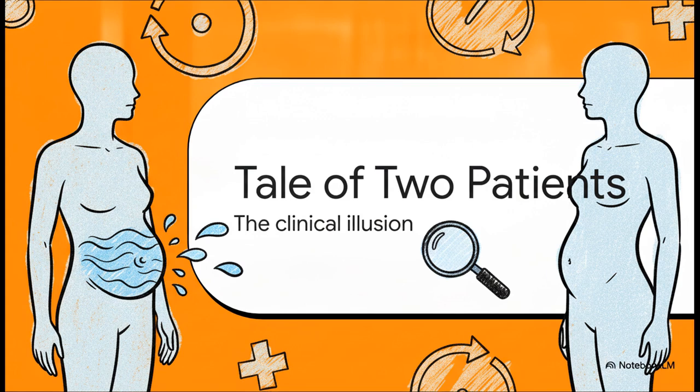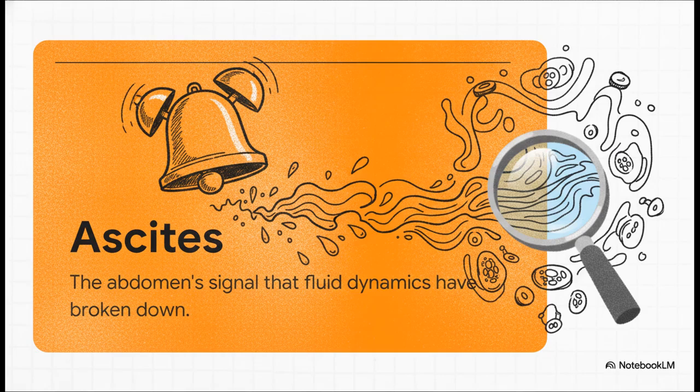Section 1, A Tale of Two Patients. The clinical illusion of the swollen abdomen. Ascites is essentially your abdomen's flashing red alarm. It's signaling that fluid dynamics somewhere in the body have completely broken down. But what's so fascinating here is that the exact way those dynamics failed isn't some guessing game. It's written right there in the fluid, as long as you know exactly what you're looking for.